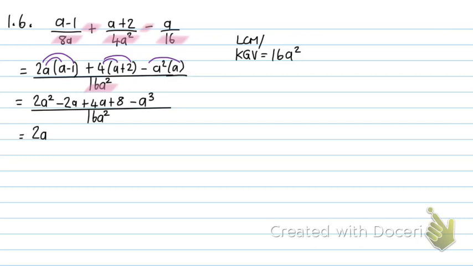Then I have to add all the like terms, only negative 2a plus 4a, those are like terms, so it's going to be 2a squared plus 2a plus 8 minus a to the power 3 over 16a squared.